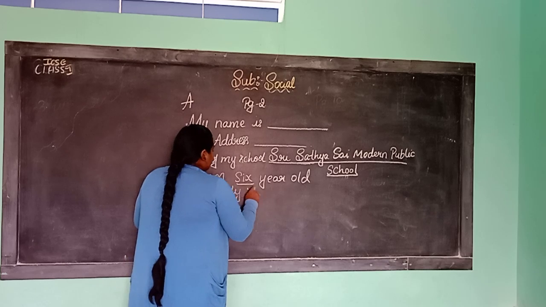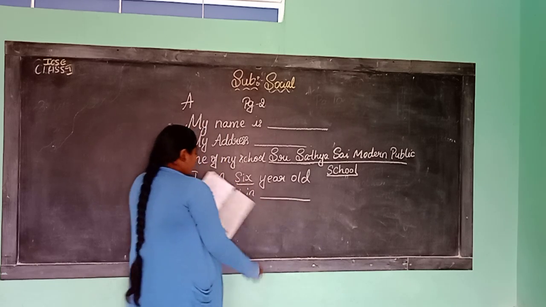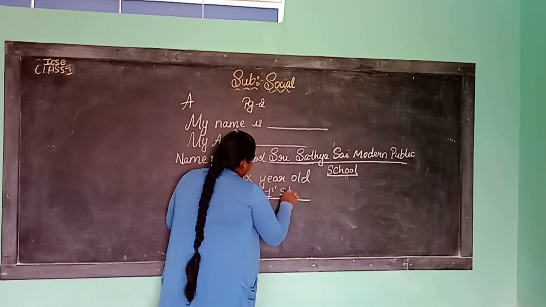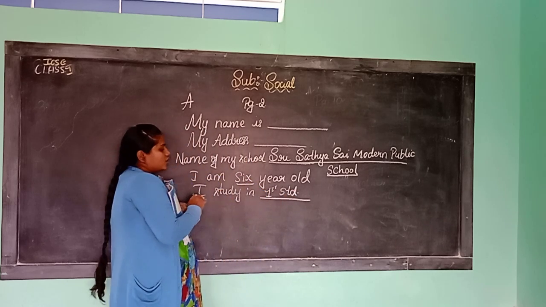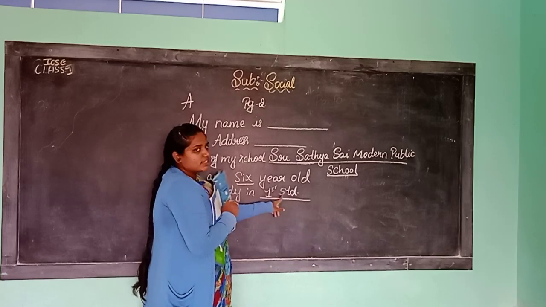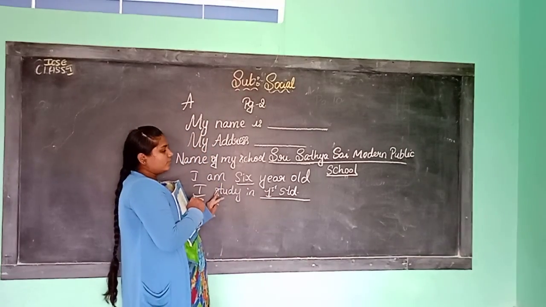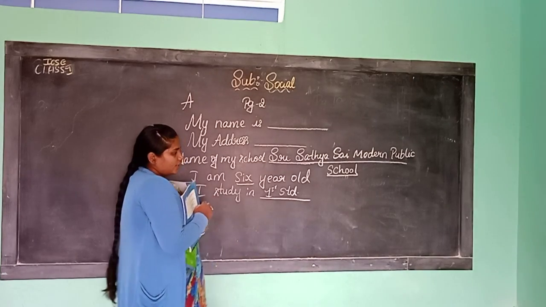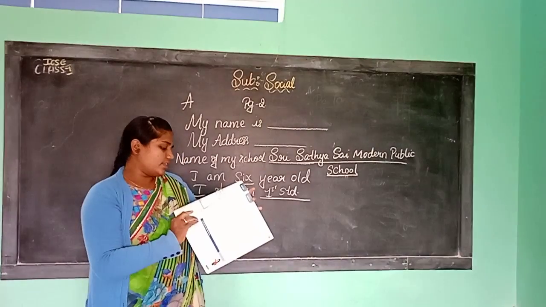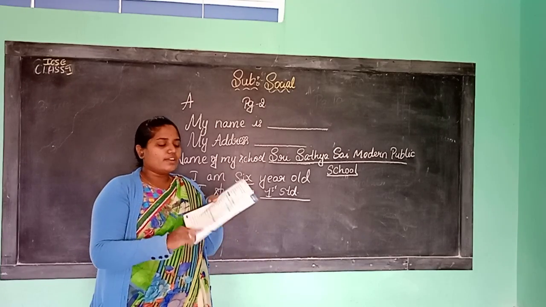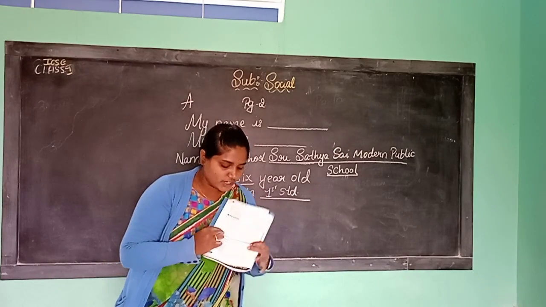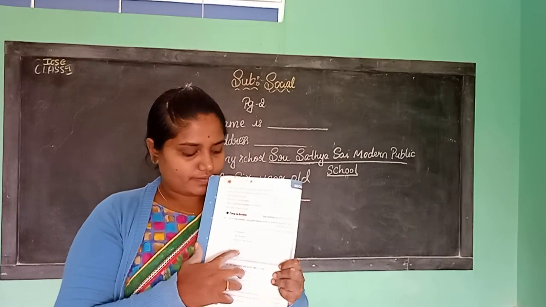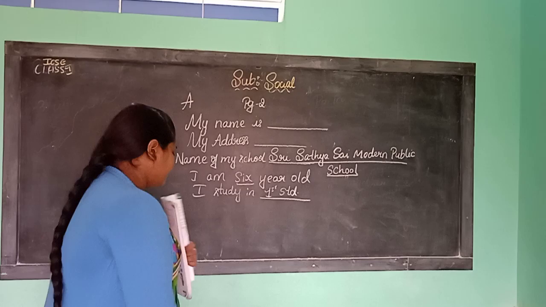I study in. In which class are you studying? In first standard, no? I study in first standard. In which class are you studying? In first standard, no? You have to write. See children, here in the fifth line, you have to write first standard. All of you see here, children. In first standard, you have to write here. I study in first standard.